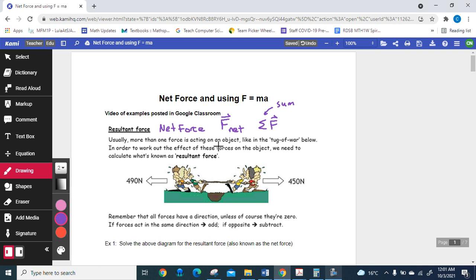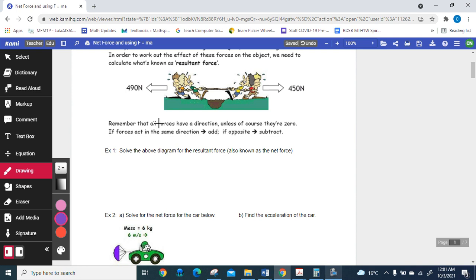So usually more than one force is acting on an object, like in the tug of war below. In order to work out the effect of these forces on the object, we need to calculate what's known as the resultant force. So remember that all forces have a direction unless, of course, they're zero. So if forces act in the same direction, we're going to add them. If they're in the opposite direction, we subtract.